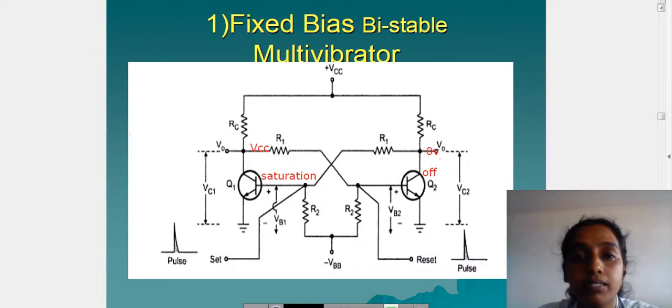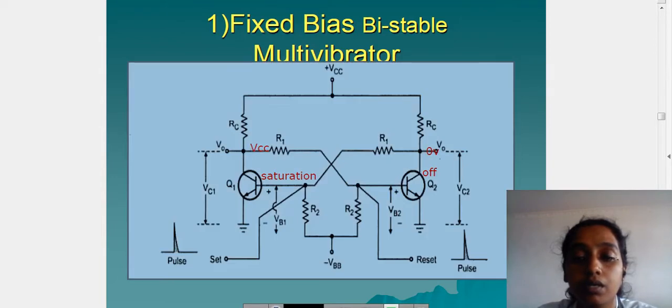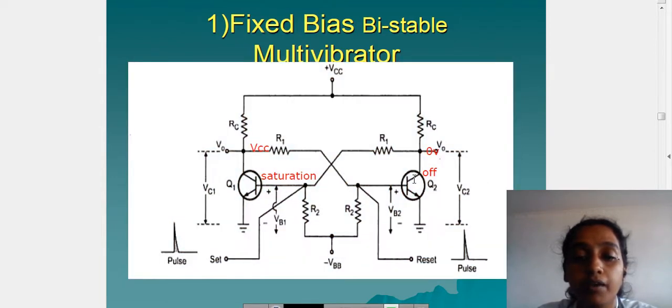Let us now consider a bistable multivibrator. Consider a simple fixed bias bistable multivibrator. Consider the circuit. So here we have two transistors Q1 and Q2. The transistor which draws more current will conduct and move into the active region. It makes the other transistor move to cutoff.